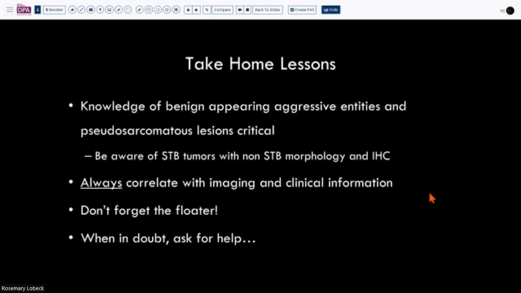So take-home lessons here are very obvious lessons. We need to have some knowledge of the benign appearing aggressive entities in soft tissue bone pathology, and also the pseudosarcomatous lesions. And we need to be aware of soft tissue bone tumors that can have non-mesenchymal histology as well as non-mesenchymal IHC, right? And always, always, always correlate with imaging and clinical information, especially for a resident. Don't ever sign out soft tissue bone cases without this information. And lastly, when in doubt, please don't hesitate to ask for help. Thank you.